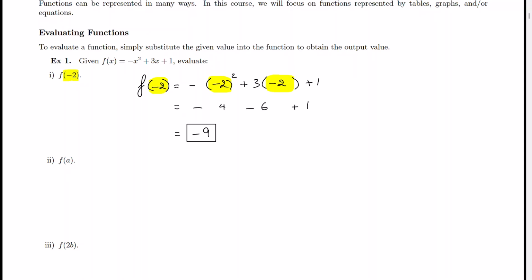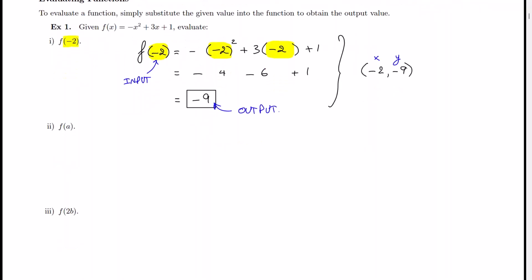So the input in this case is going to be the value negative 2. So that's the input. And the output in this problem is negative 9. Sometimes we like to write this as an ordered pair. So sometimes you'll see something like negative 2, comma, negative 9 written down. This is in alphabetical order. X is going to go first, and Y is going to be second.